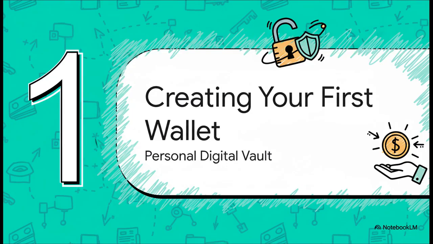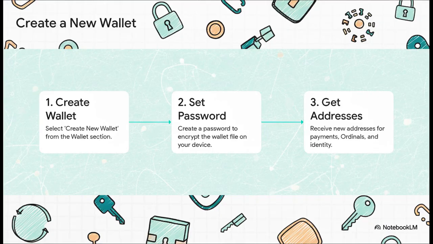First things first, we're going to create your brand new, super secure wallet. Seriously, think of this like your own personal digital vault, and you're about to forge the one and only key. The process is super straightforward. You just pop over to the wallet section, pick Create New Wallet, and then you'll create a really strong password. Now, this is important. This password locks up the wallet file right there on your device. It never, ever leaves your computer. And boom, instantly, you've got dedicated addresses for everything. Payments, ordinals, you name it.